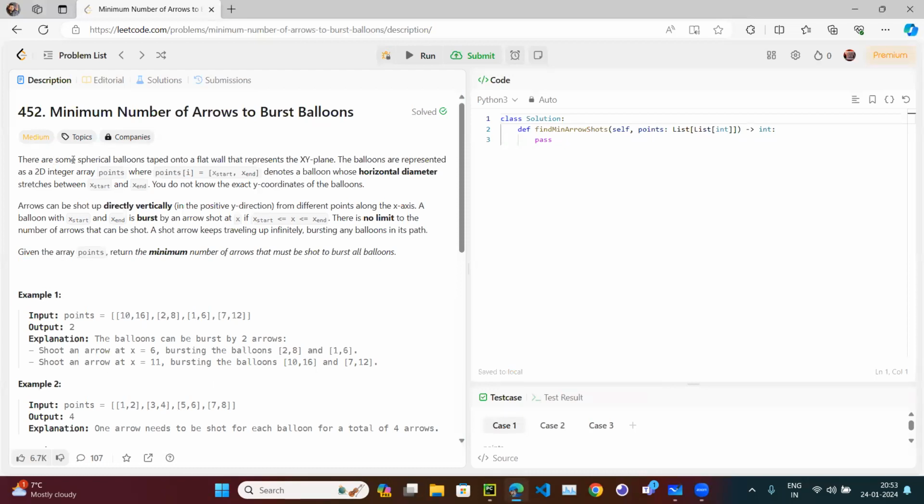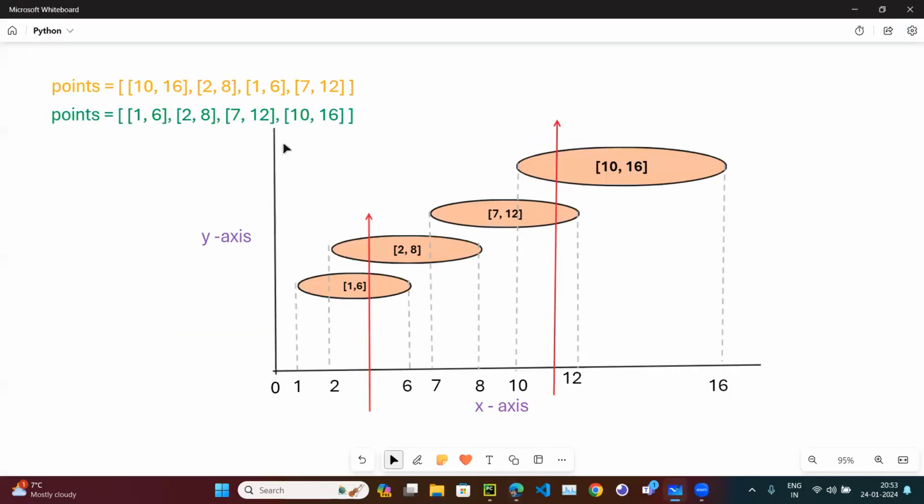Okay, there are some spherical balloons taped onto a flat wall that represents the XY plane. So they said there is one flat wall, which is an XY plane. So let's go to the whiteboard. We have the XY plane, right? Where I am moving my cursor, just focus on that. So this is the Y axis, this is the X axis. So we have the XY plane, right?